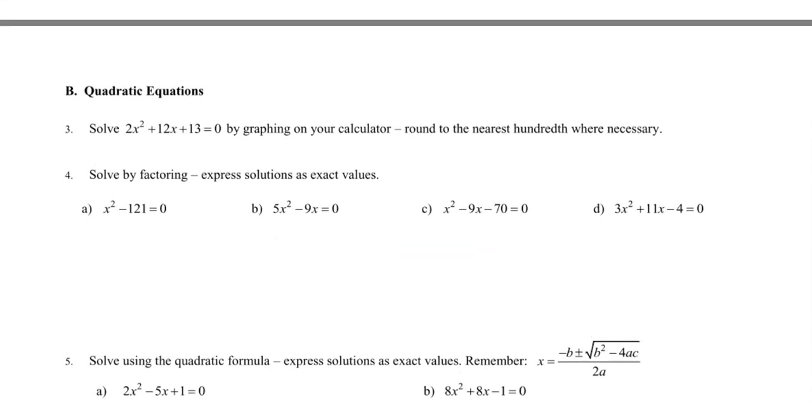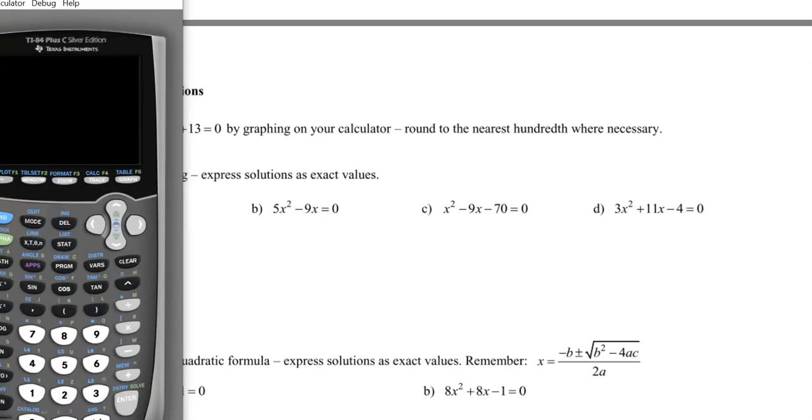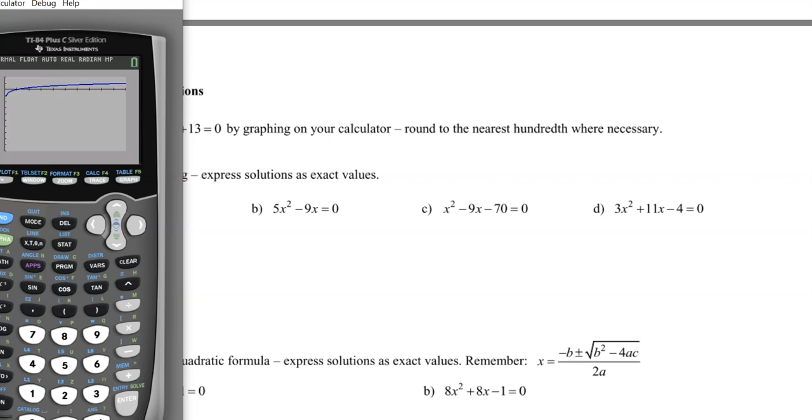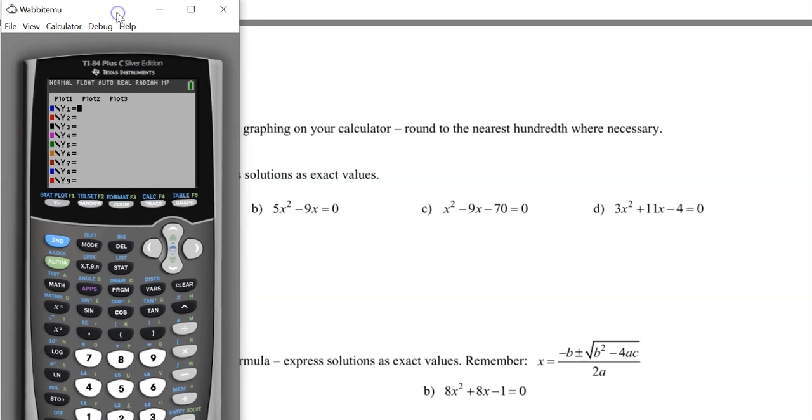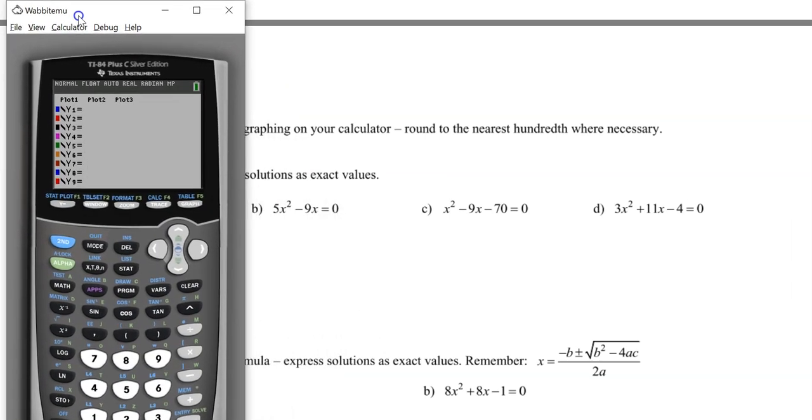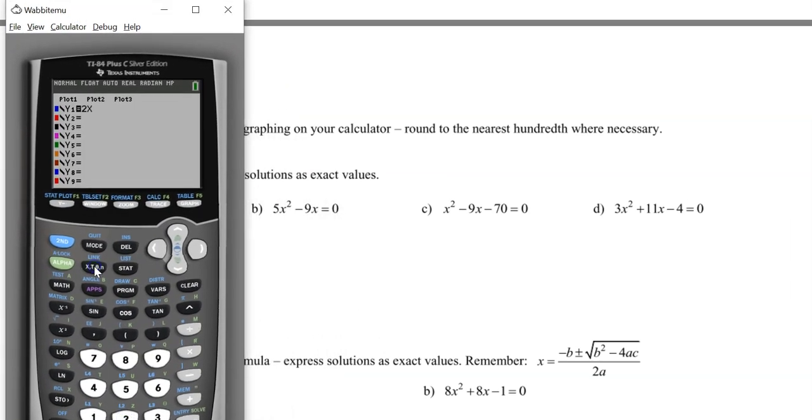Quadratic equations. Solve 2x squared plus 12x plus 13 by graphing on your graphing calculator, rounding to the nearest hundredth where necessary. Okay, so turn this on. I'm just going to clear it because this clears pretty quick. All right, so we're going to go to y equals. We're going to plug in the equation 2x squared plus 12x plus 13. So we are graphing 2x squared plus 12x plus 13.